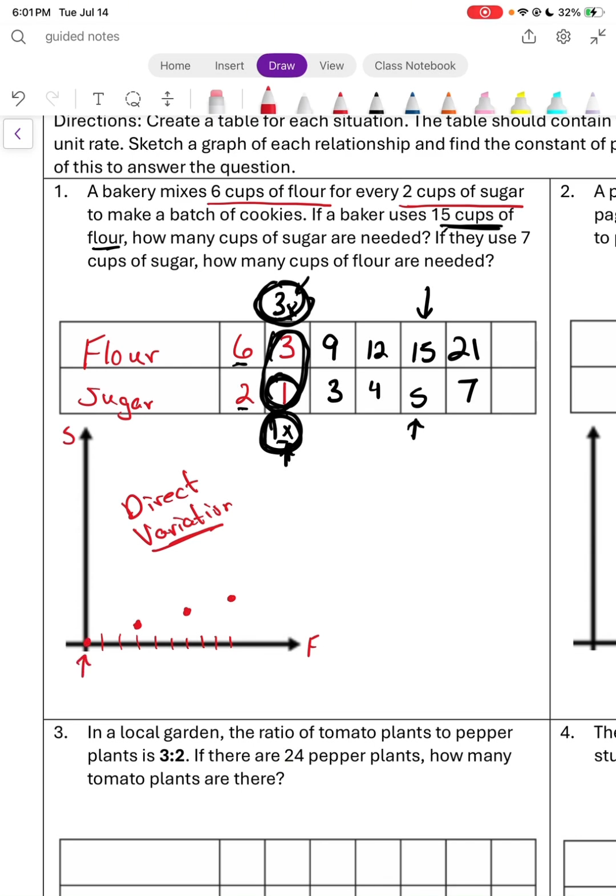That dot is the dot that represents 0, 0. And that says, well, what if I don't use any flour? Then how much sugar am I going to use? That dot 0, 0 always has to be on that graph, or it's not a true proportion. Now, something else we can do.